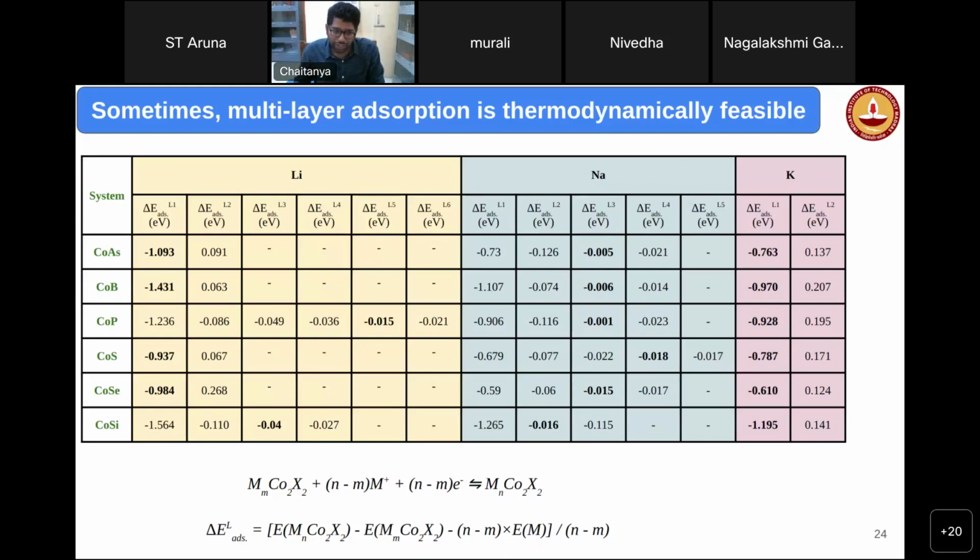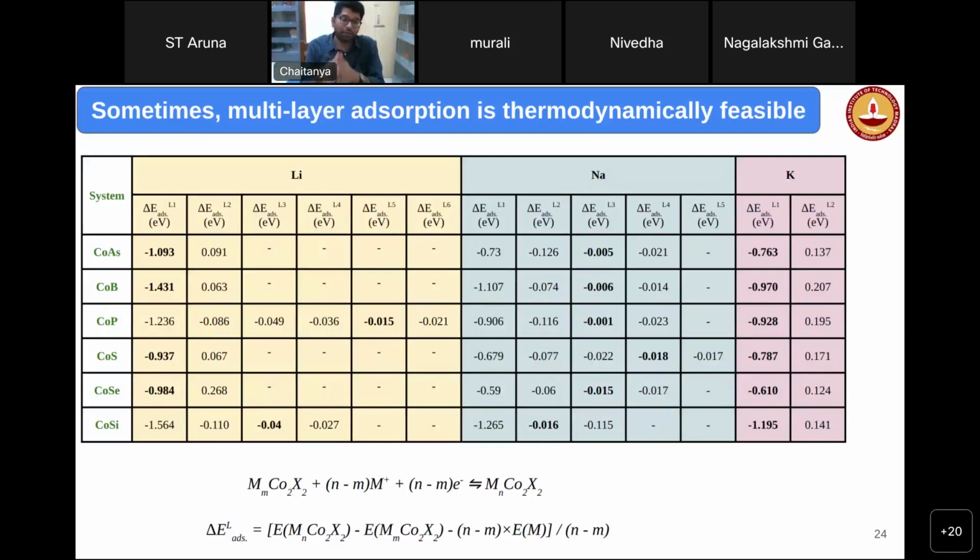When I checked, the bolded ones are the ones that correspond to the negative energies. If I'm considering cobalt arsenide for lithium, I can immediately see that for the first lithium atom adsorption, it is fine. For the second one, it is not, so it is giving positive. That means cobalt arsenide can only have one layer of lithium atoms. Here I say layer because I considered a 1x1 unit cell. That means only one small portion is considered, and it will be repeated all over the place. That's the reason I am calling it a layer.